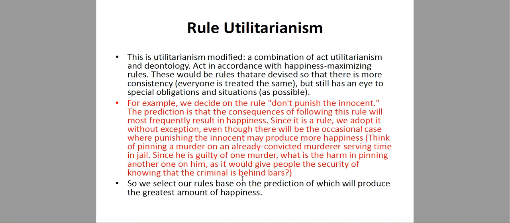So the final thing we're going to look at is rule utilitarianism. This is sort of utilitarianism modified. It's kind of combining deontology, which is a focus on rules, with utilitarianism, which is a focus on happiness maximization, I guess you'd call it. So trying to come up with rules so there's more consistency that still has an eye, when possible, to special obligations and situation. So for this example here, don't punish the innocent.